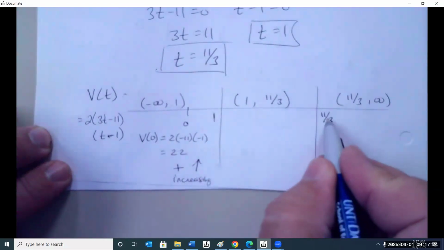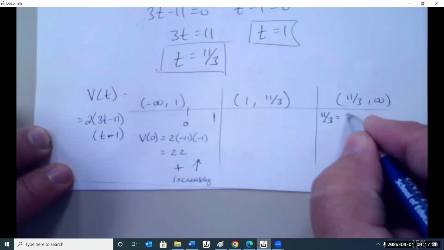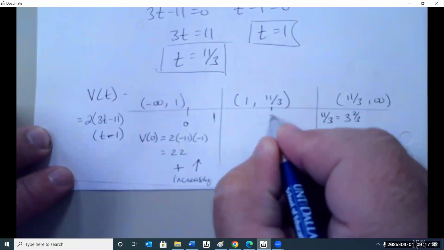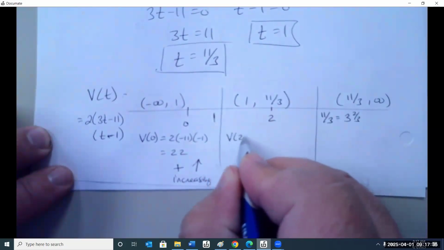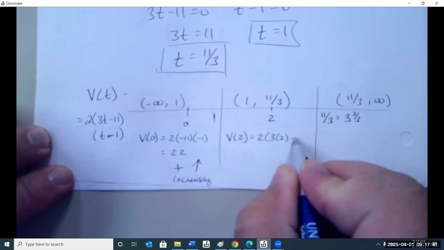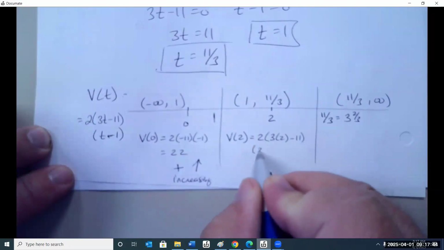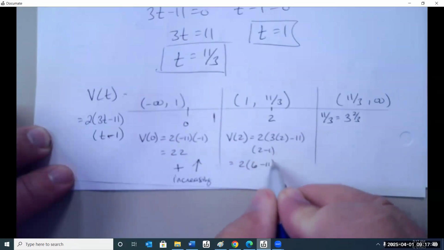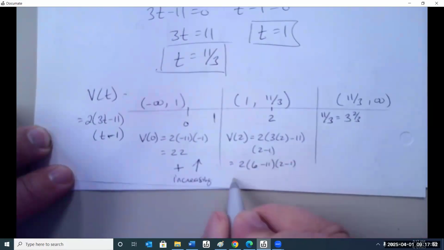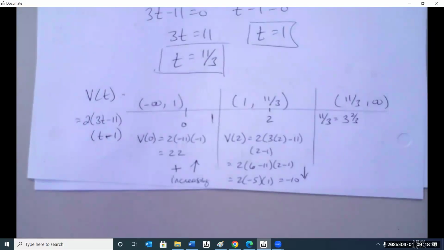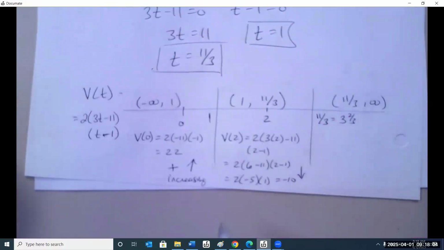Now between 1 and 11/3, this is 3 2/3. I pick 2. Three times 2 minus 11, times 2 minus 1. 6 minus 11, 2 minus 1. Negative 5 makes it negative 10, so it's decreasing. In the middle interval, the function is decreasing.